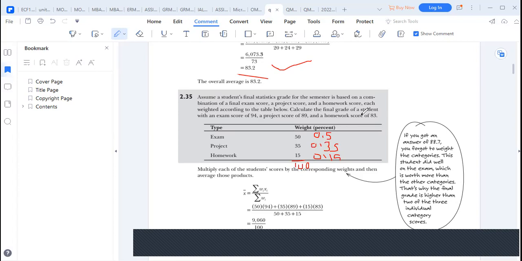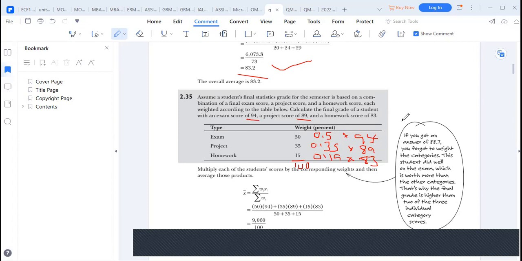The final grade: the exam was 94, so just multiply this one by 94. Then the project was 89, just multiply this one by 89. Then homework was 83, multiply this by 83. So when you apply this times that, this times that, this times that, the total is your average score.